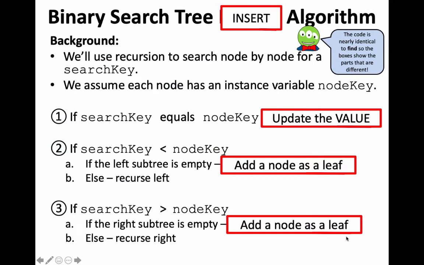You'll notice that 2A and 3A, those are both if we get to the case where we get to an empty subtree. And in that case, we just add it right there. So we're going to be looking at 4 cases: an empty case, a case where we find it, a case where it's smaller, and a case where it's bigger.